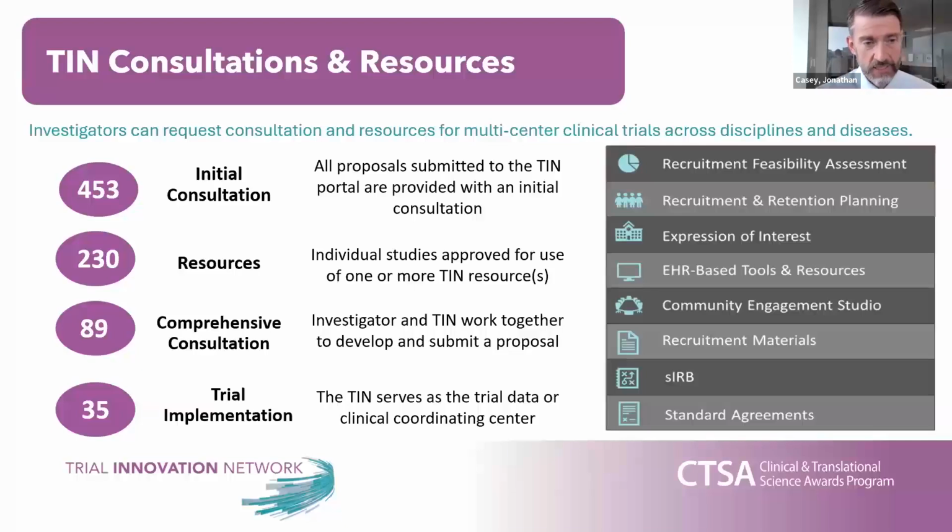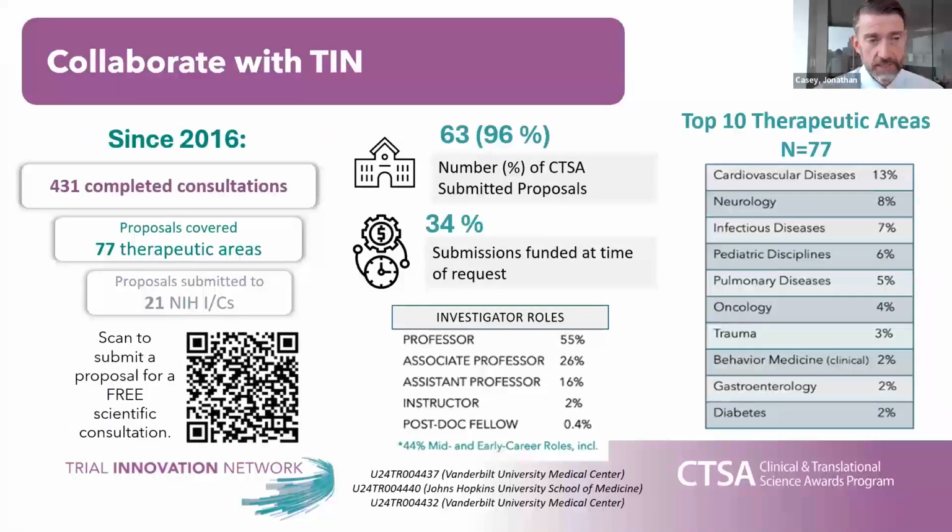and standard agreements. And then 89 trials have gone through this comprehensive trial process where they get more longitudinal support, and 35 are in this implementation phase, with 10 serving as a data or clinical coordinating center. So since 2016, 431 of those consults have been completed in 77 therapeutic areas, with proposals submitted to 21 NIH ICs. And these proposals have come from 63 different CTSAs, 96% of the CTSAs.